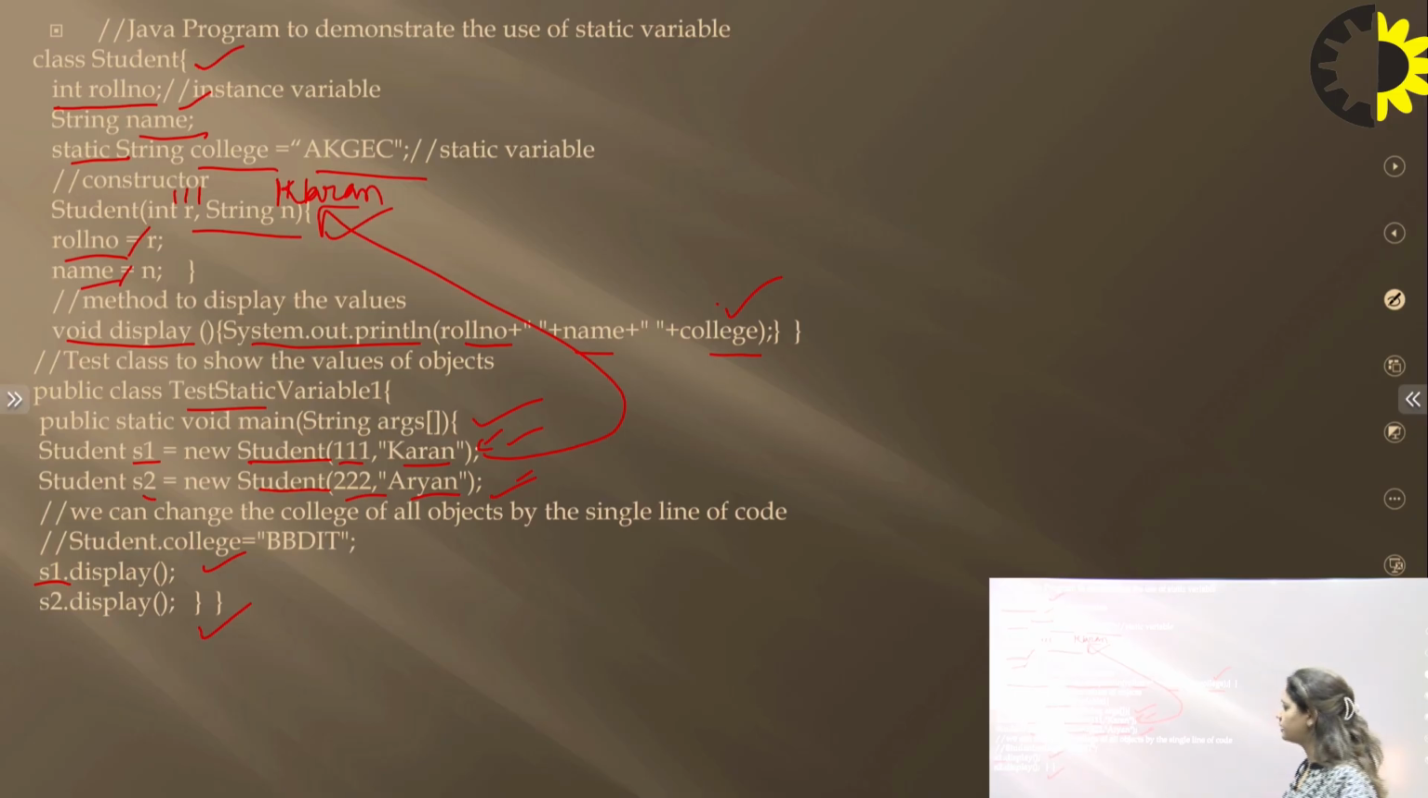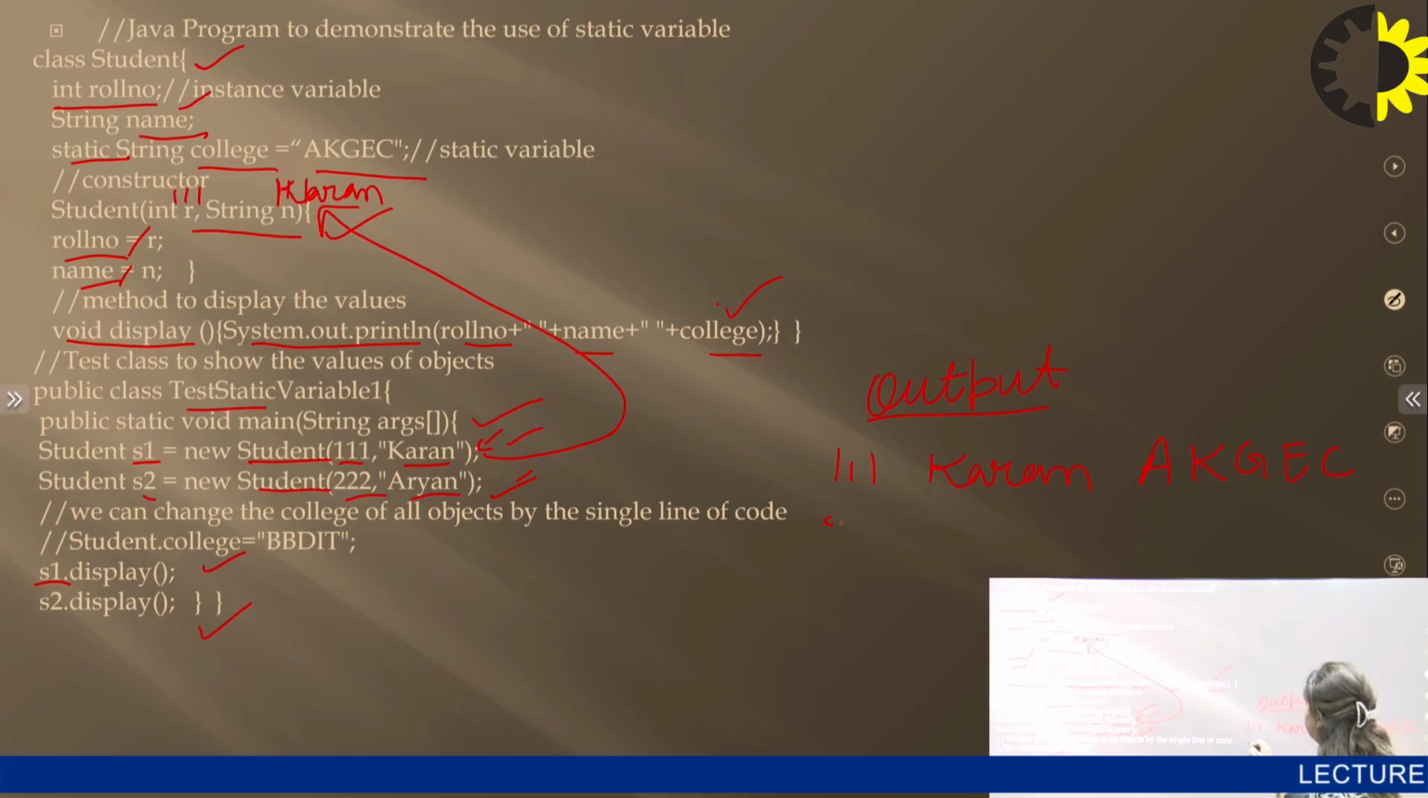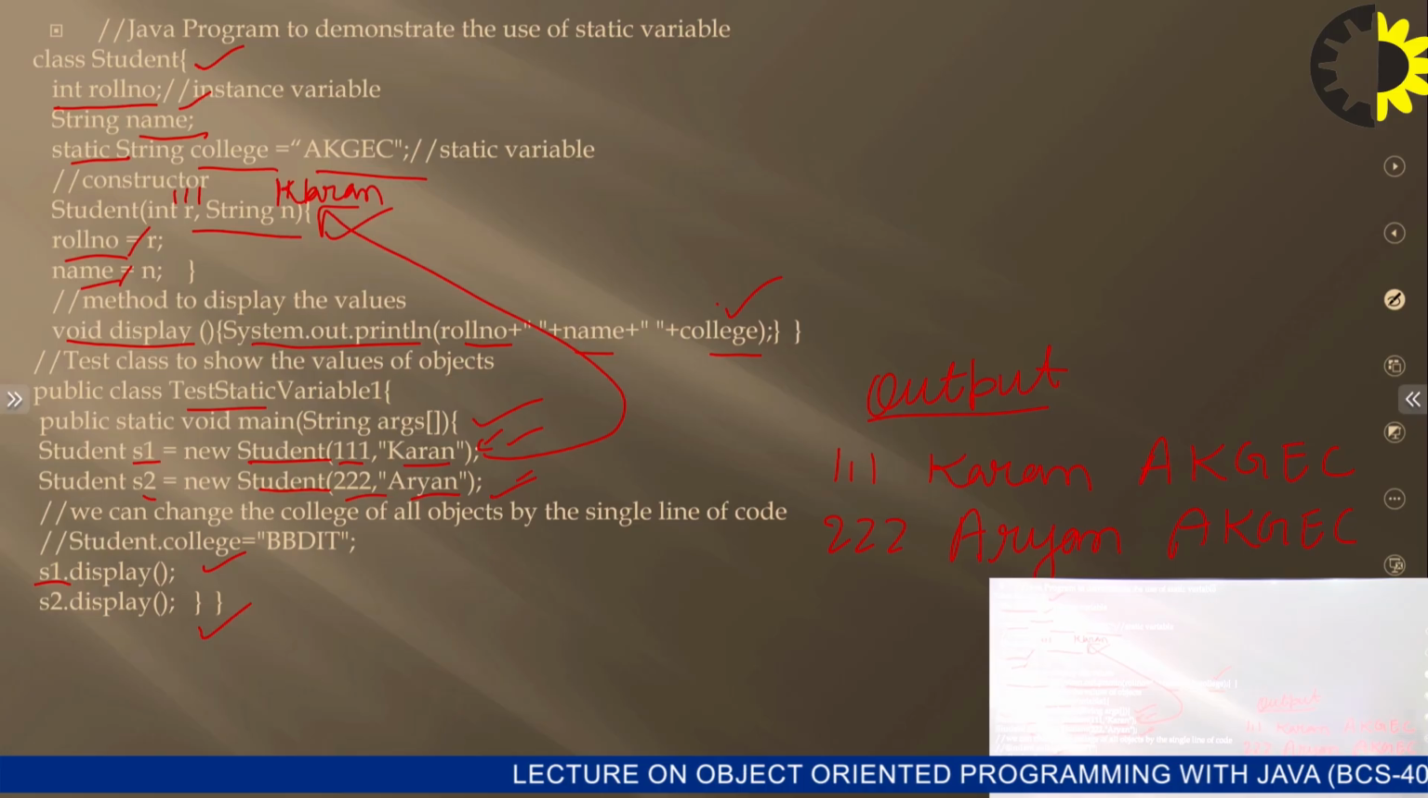Let's have a look at the output of this program. The output of this program will be 111 and Karan, and the college name will be AKGEC. And for the second call, we have 222 and then RN and again AKGEC. So that's the role of your static variable.